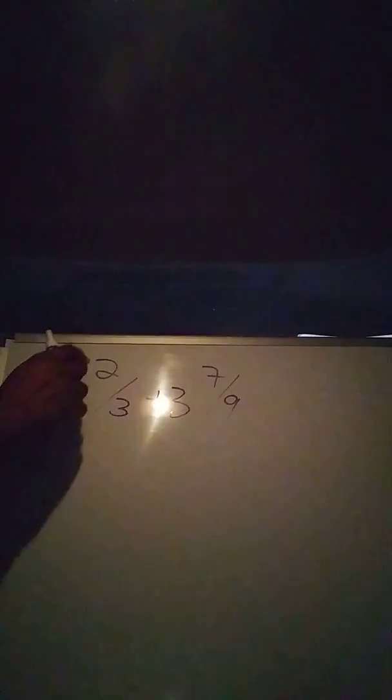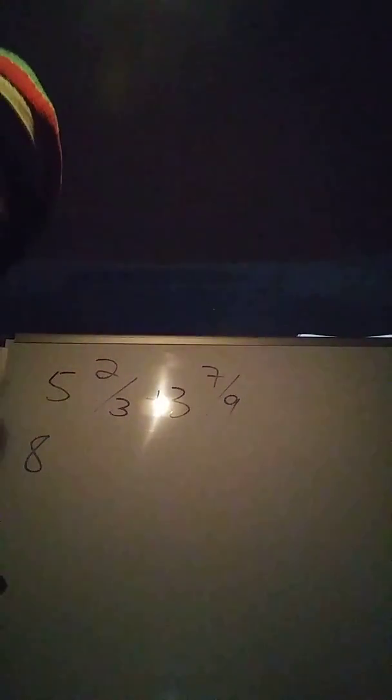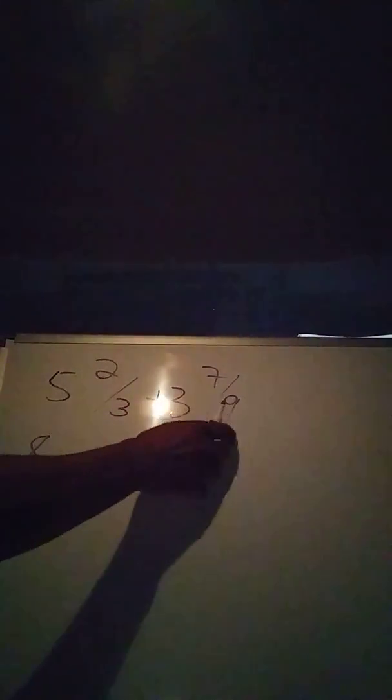One of the things you must know is fractions. You must know how to deal with fractions, okay? So here's a simple example. For example, 5 2/3 plus 3 7/9, right? So we can add the whole numbers. That's going to be 8. Then we have 2/3 plus 7/9. What are we going to do? Find the LCD, lowest common denominator.